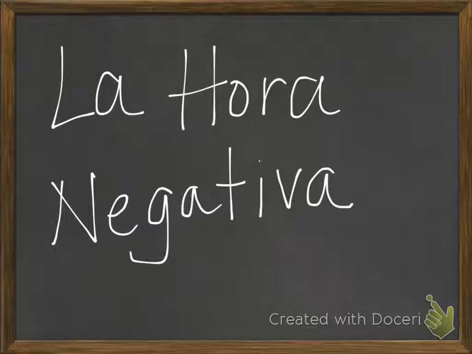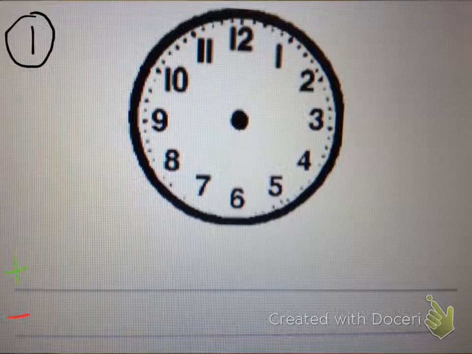So you have a note sheet in front of you. It's called La Hora Negativa, and I want you to be on the side that has the clocks. I'm also going to number all of the clocks in the top left corner so you know which one we're on and how many we've done, okay?